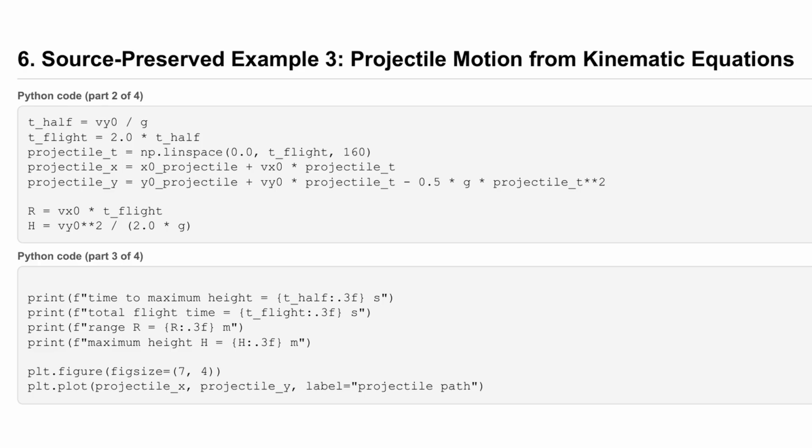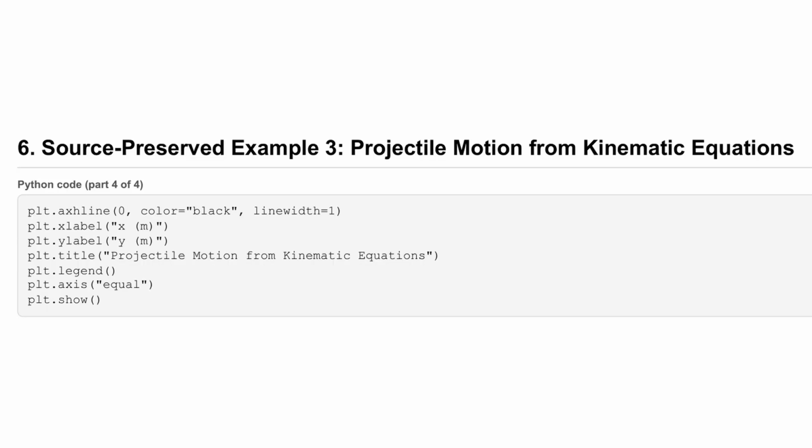We decompose the initial velocity into x and y components based on the launch angle. We then estimate the time to maximum height and the total flight time to set our simulation bounds. This code computes the full coordinate arrays for the projectile and calculates the theoretical range and maximum height. It also prepares the final visualization.